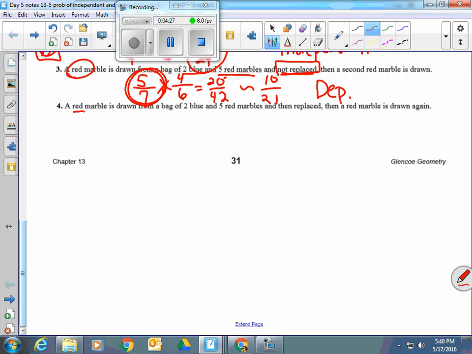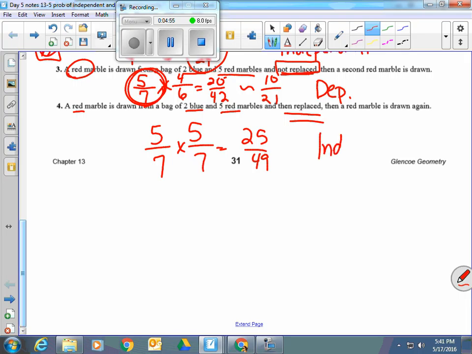And the last one, a red marble is drawn in a bag of 2 blue and 5 red. That means there's a total of 7. And I want to draw a red one, so there's 5 out of 7. And now I replace that marble. I put the marble back in. So now how many marbles are in that bag? There are still 7. And what's the likelihood of me getting a red one? Well, there's still all those marbles, so there's still 5. And so here would be 25 over 49. And again, this is independent because I put that marble back in, I still have the same probability of pulling out a marble.